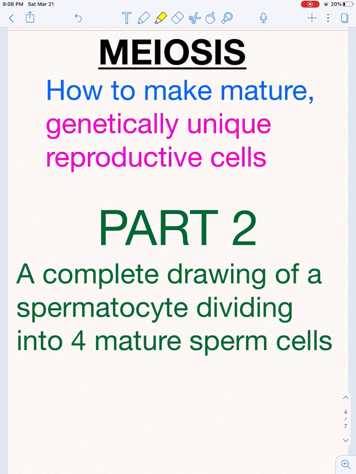This is take 749 on part 2 of our two-part series on meiosis. Meiosis, we know, is a cell division process that creates reproductive cells. In part 1, we talked about some basic terminology. We talked about crossing over, the process that creates tremendous amounts of genetic diversity, and we did an overall review of chromosomes in general. In part 2, we're going to do a complete drawing of a spermatocyte that will eventually divide into 4 mature sperm cells.